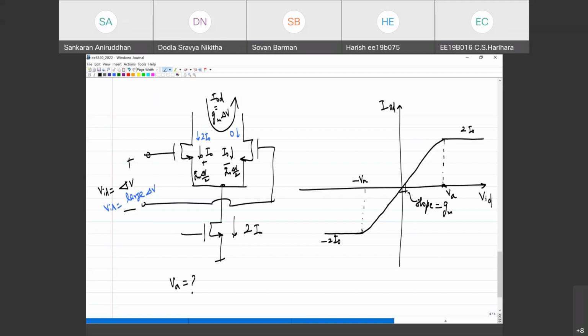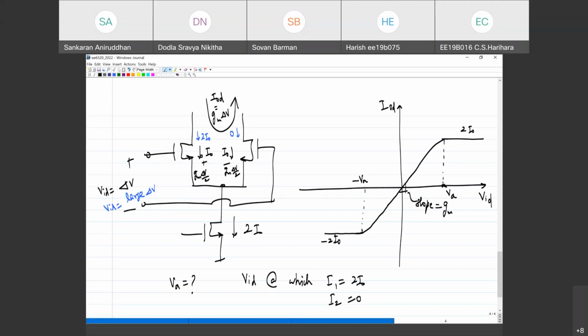And you can represent that in terms of VID. You can represent it in terms of VD sat. VA is the VID at which the current just saturates, and of course, if you increase delta V beyond that, nothing changes, right? I want to find out exactly where this happens. How do you do this?